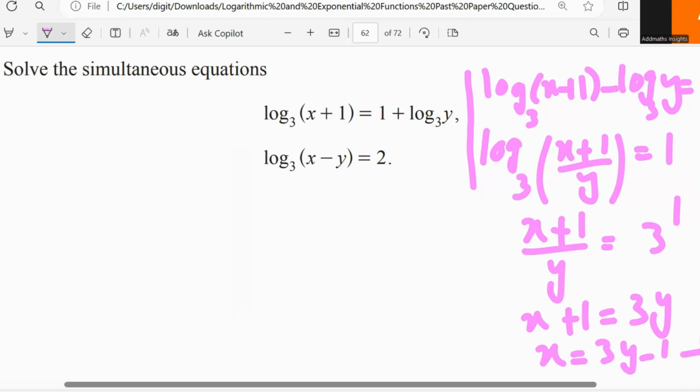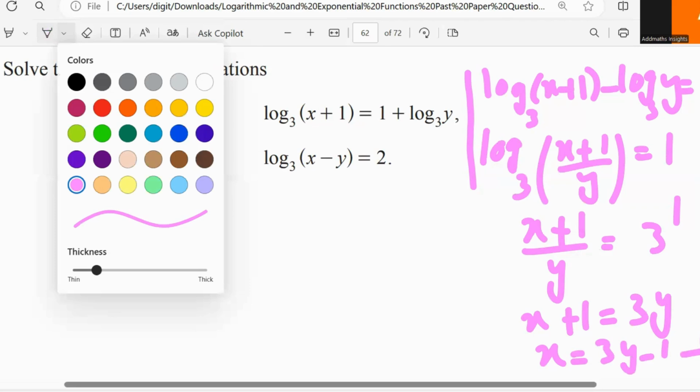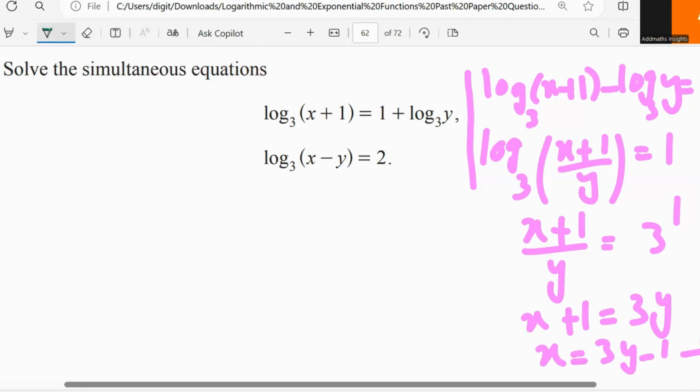Now we use this equation. And simply there is no need to change into any division or subtraction law. So you just change the logarithmic form to exponential form, because you can see there is a single log over here. So you can write x minus y is equal to 3 squared, which means that x minus y is 9.